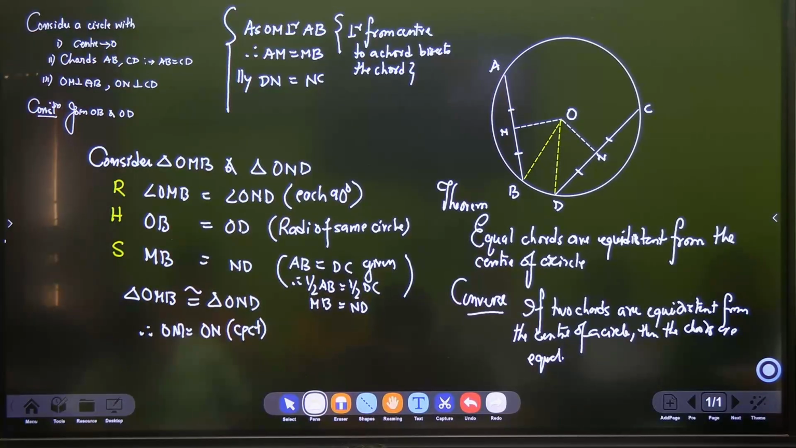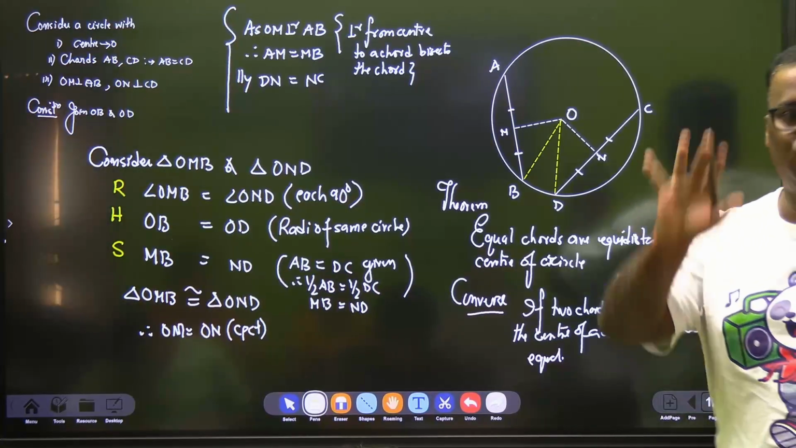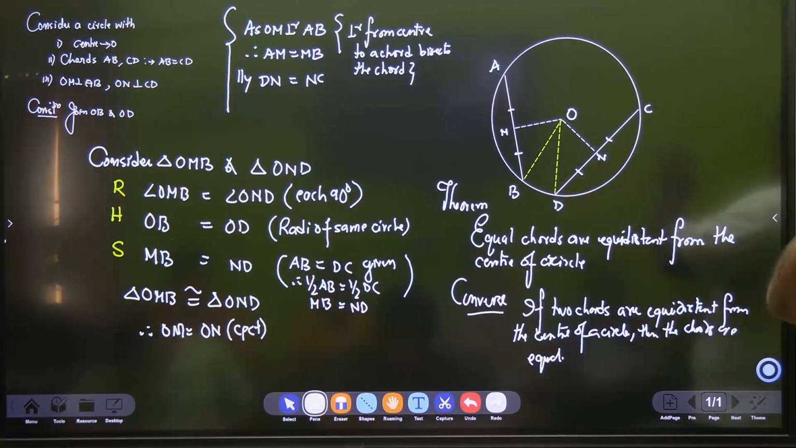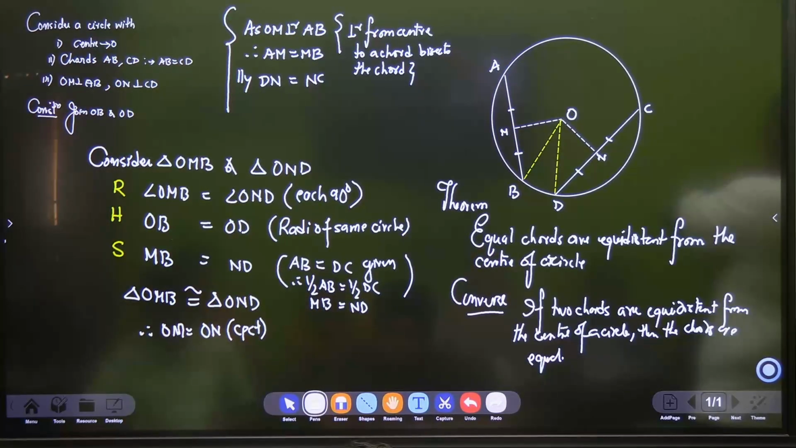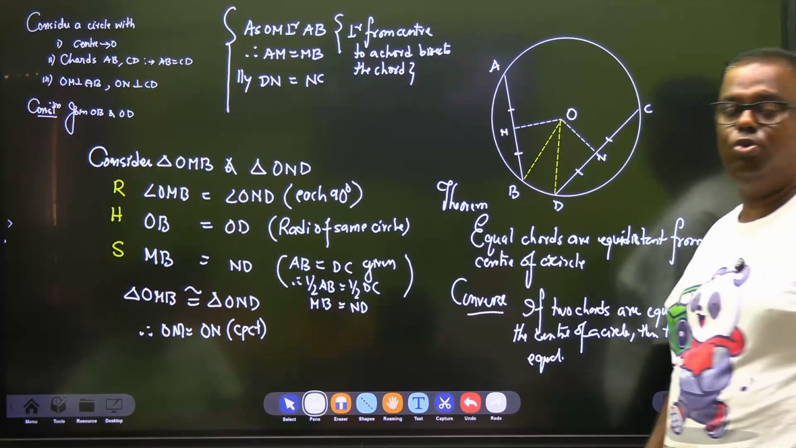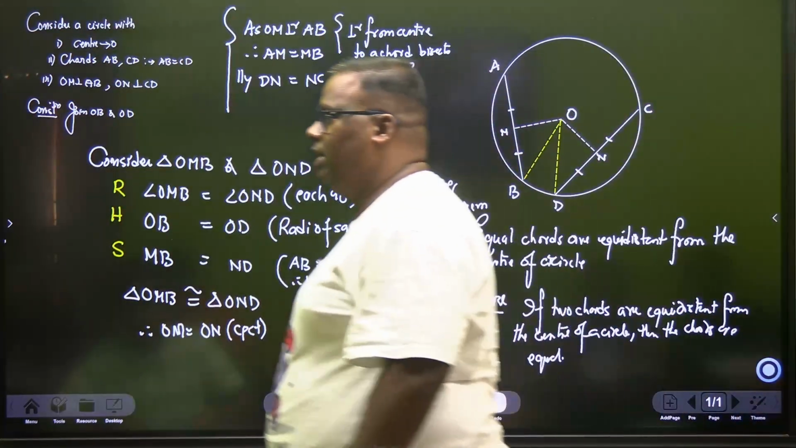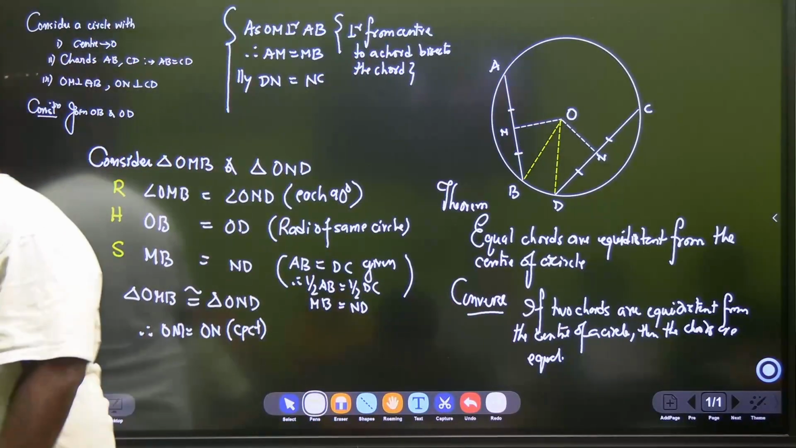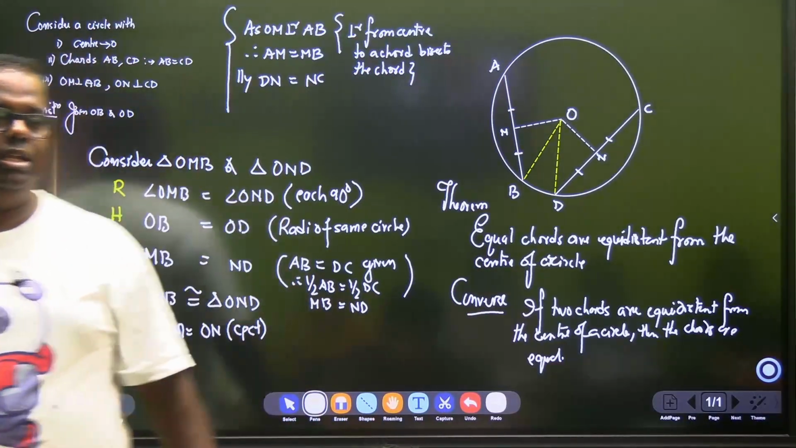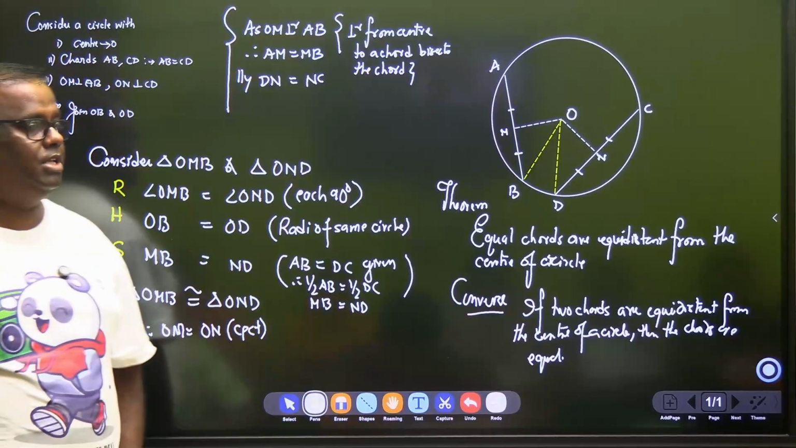Corresponding parts of congruent triangles. If I have proved that this hand is congruent to this hand, then every corresponding part should be equal: this pinky should be equal to that pinky, this thumb to that thumb, and the angle between thumb and index should be equal to the angle between thumb and index. That is, we write it as CPCT, because once you have proved congruent, then every corresponding part will be the same.